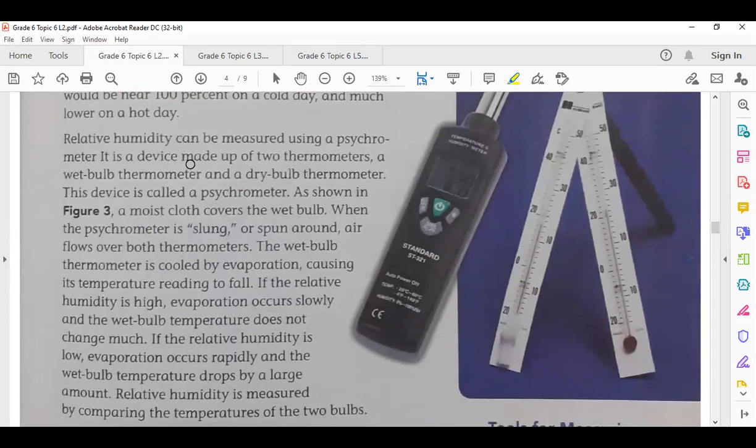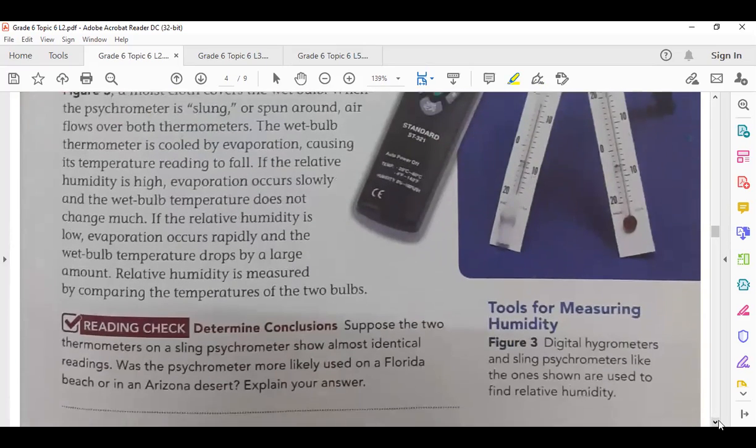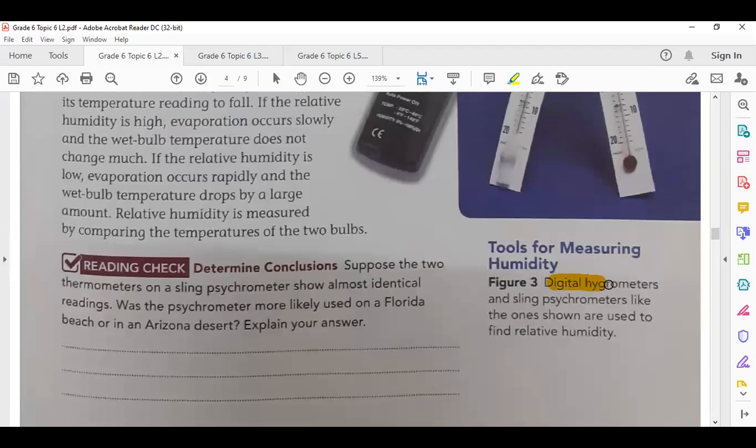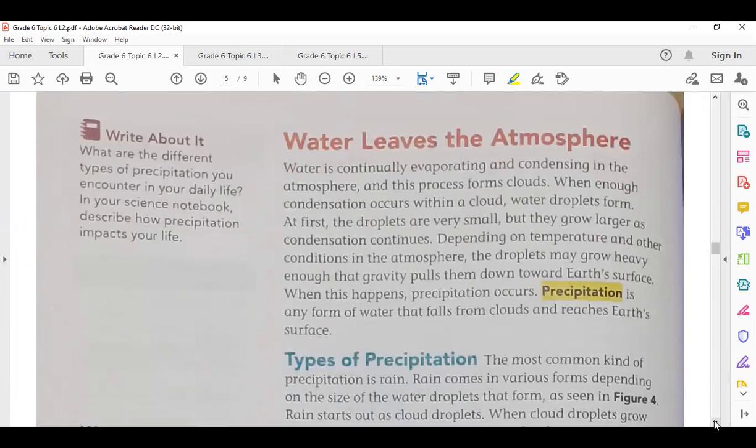Of course, relative humidity can be measured using a psychrometer, these tools that you see, and also digital hygrometers. Okay, these are the tools that are used to measure the relative humidity. Now, precipitation. This is very important also.